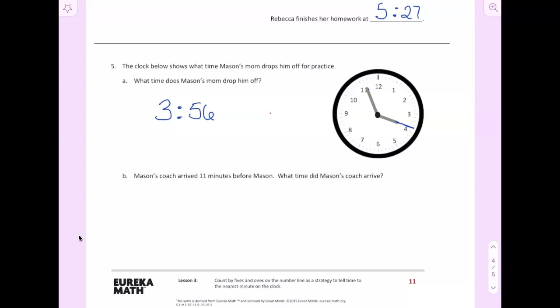I could also do 56 minutes minus 11 minutes. I could also go back 1 and then go 5, so that's 6. And if I go 5 more, that's 11. But either way, any way I do it, I'm always going to end up right here, which means the coach arrived at 3:45. Good work, boys and girls.